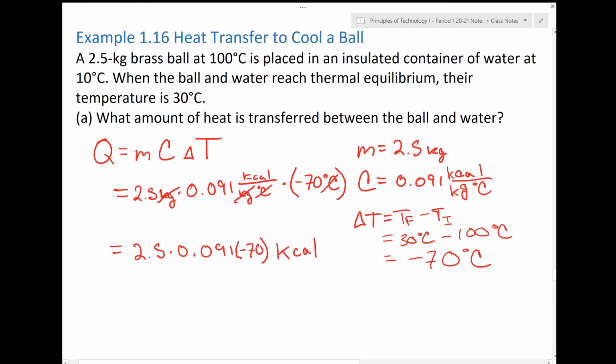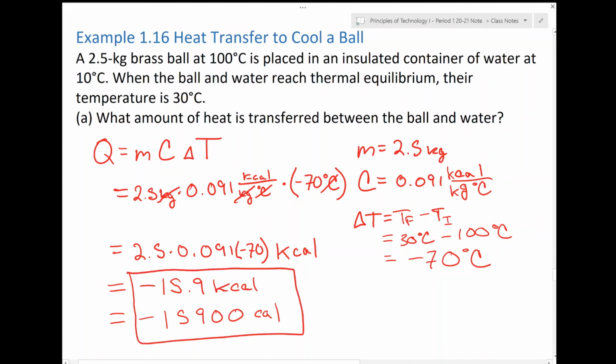Multiplying these values out, we get that this is equal to negative 15.9 kilocalories of heat. Or, if you prefer, negative 15,900 calories. Now, this value is negative because this is the amount of heat that the brass ball lost as its temperature dropped.